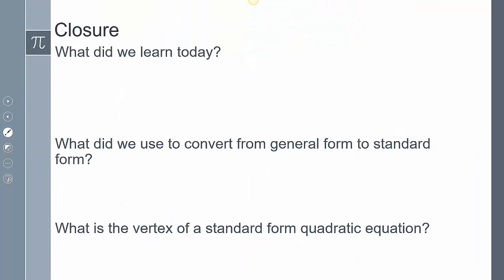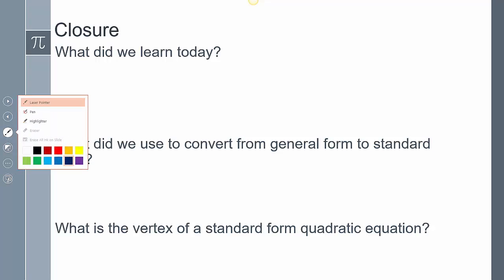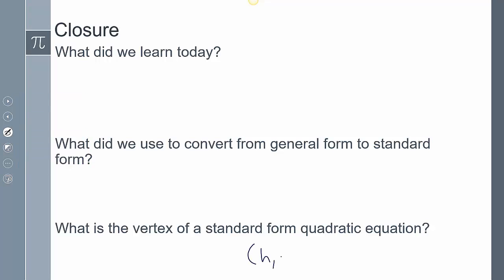Okay, so in concluding this, what did we learn today? We learned how to convert a general form quadratic equation into standard form. And for number 2, it says, what did we use to convert from general form to standard form? We used completing the square. And then what is the vertex of a standard form quadratic equation? That's going to be h, k, and we get that from that standard form, x minus h squared plus k.